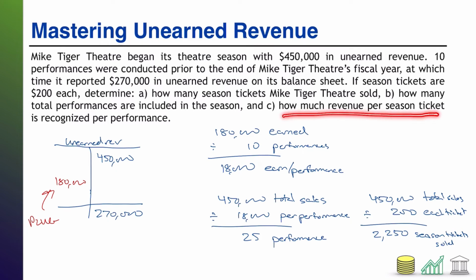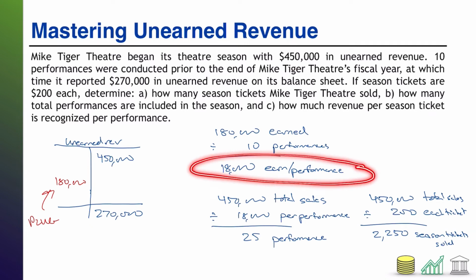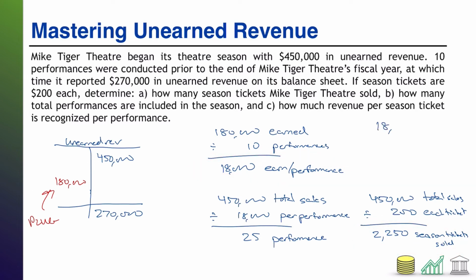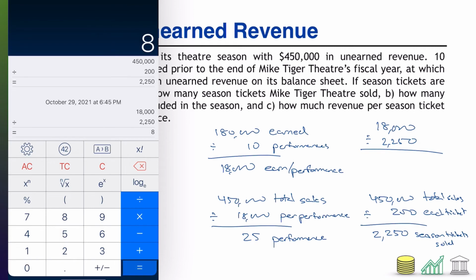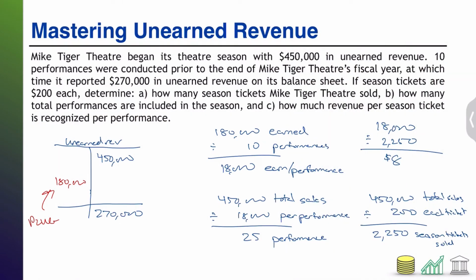How much revenue per season ticket is recognized per performance? Well, take a look. We already figured out that we are earning $18,000 per performance, and we now figured out that we have 2,250 season tickets. Therefore, $18,000 divided by 2,250 works out to $8. So $8 in revenue is being recognized per season ticket per performance. That is our answer to C.